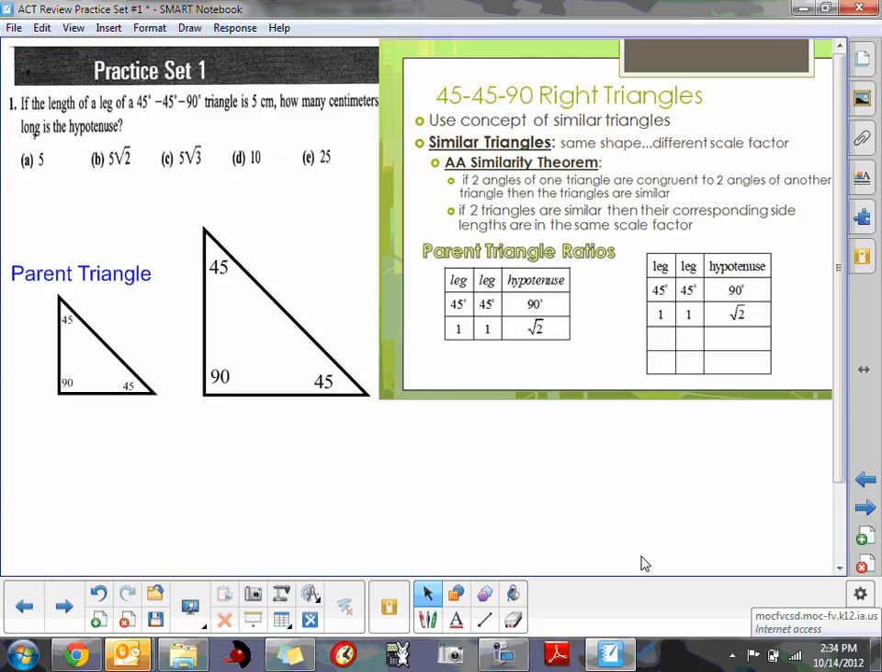The concept is on similar triangles. They're the same shape but a different scale factor, and we're going to use this scale factor to our advantage to be able to move back and forth between the leg and the hypotenuse very, very quickly.